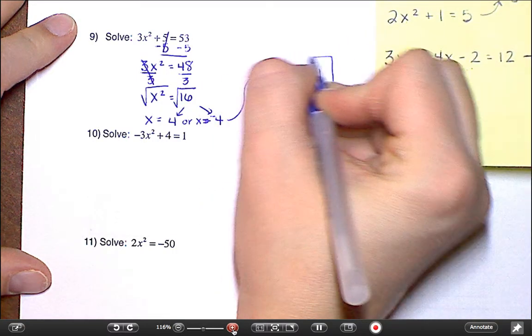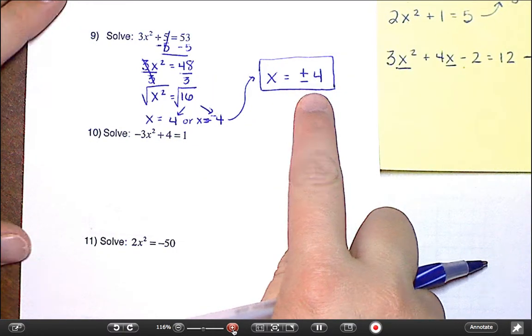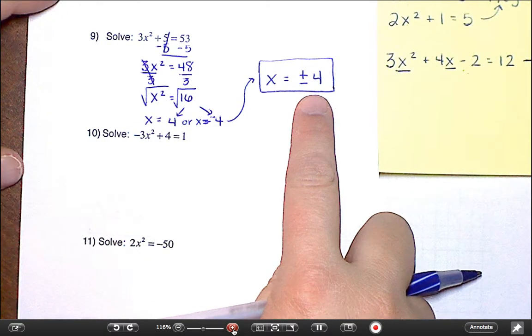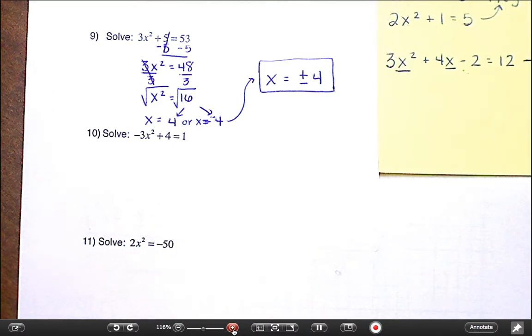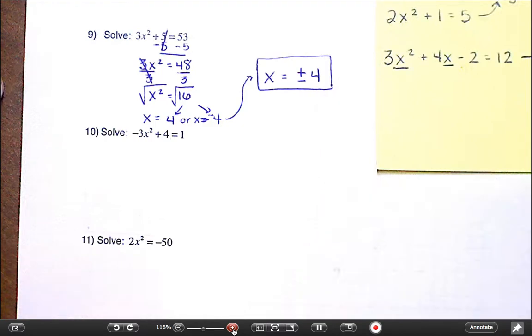Now you have to be careful, because just about every one of these, not all of them, but just about every one is going to come out with two solutions like this, but it's not always just plus and minus of the same number. Sometimes it's two different numbers, so don't assume that they're always going to be pretty like that.